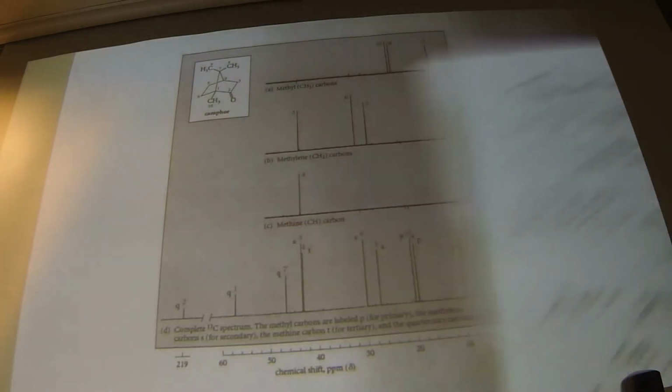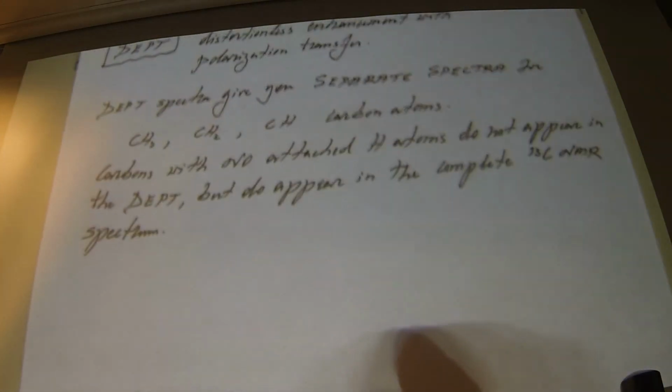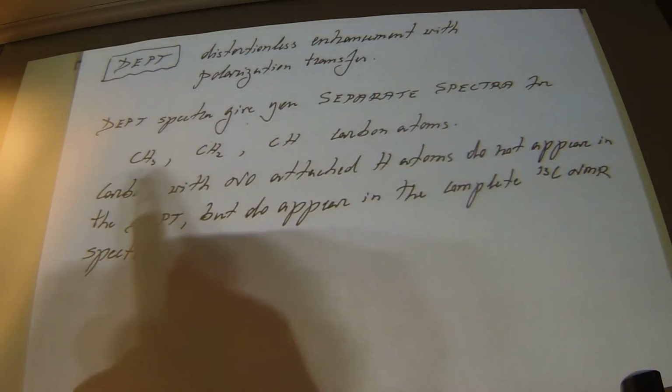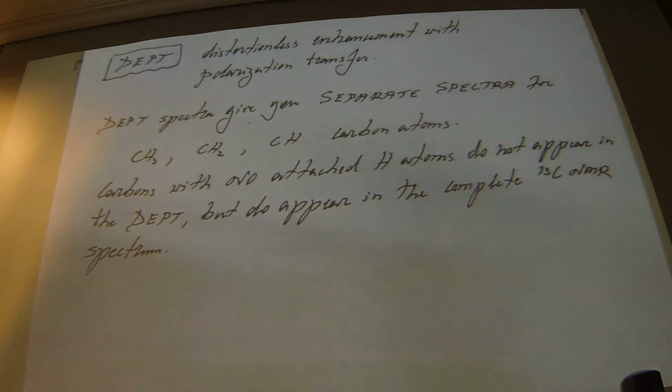You won't see it in the undergraduate lab, but it's useful because it gives you separate spectra for these kinds of carbon atoms. And so the carbon atoms that we said have no protons, those don't appear in the DEPT experiment. That's just one of many, many different kinds of experiments that one can use to tease out information from any molecule that has carbon or proton.